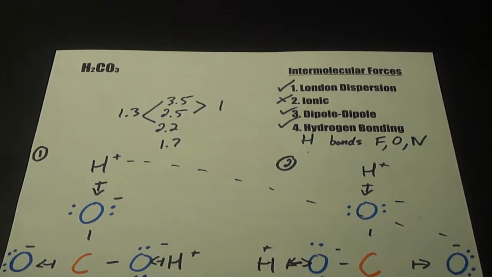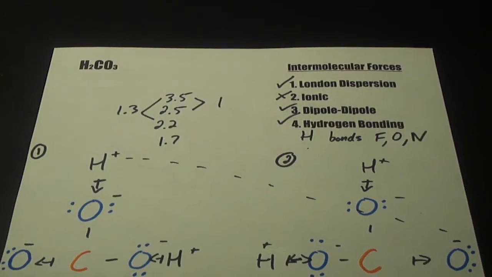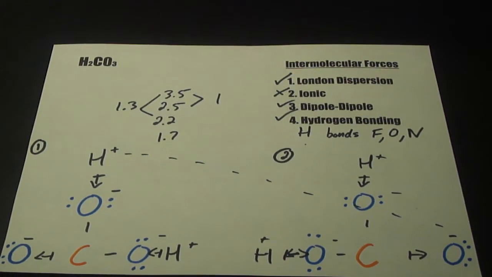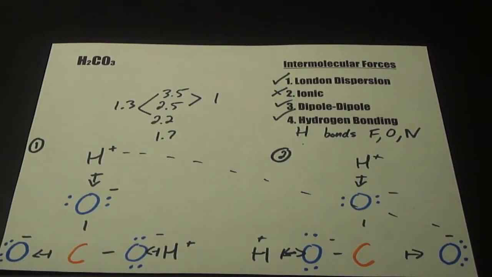To conclude, the intermolecular forces between carbonic acid are London dispersion, dipole-dipole, and hydrogen bonding. Ionic bonding is not shown.